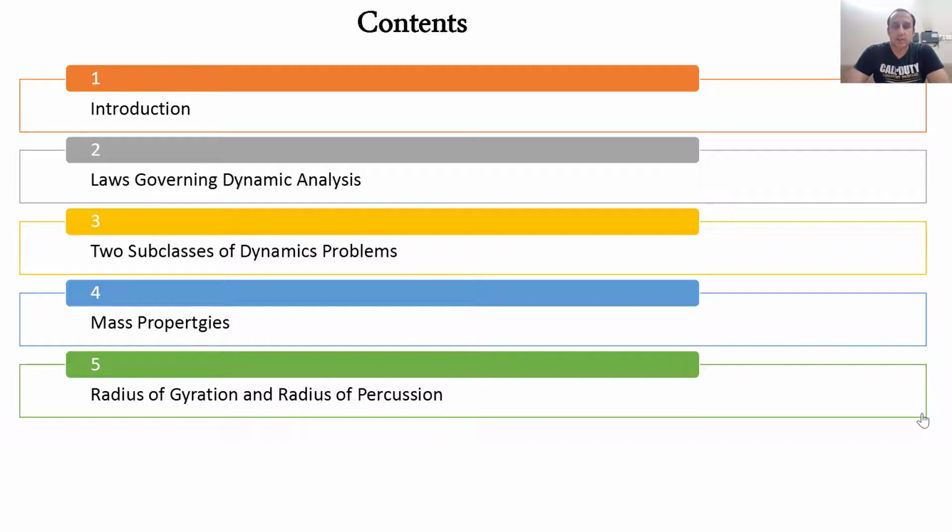Then we will discuss different mass properties. There is something wrong with the properties spelling, but you know what the spelling of properties is. So we will discuss different mass properties, which include the mass moment of inertia, which is also known as second moment of inertia. Then we will discuss the radius of gyration and radius of percussion. These are terms which you already studied in the dynamics course, but we will refresh them so that you know the basics of the dynamic analysis. Okay, so now we will start our today's lecture.